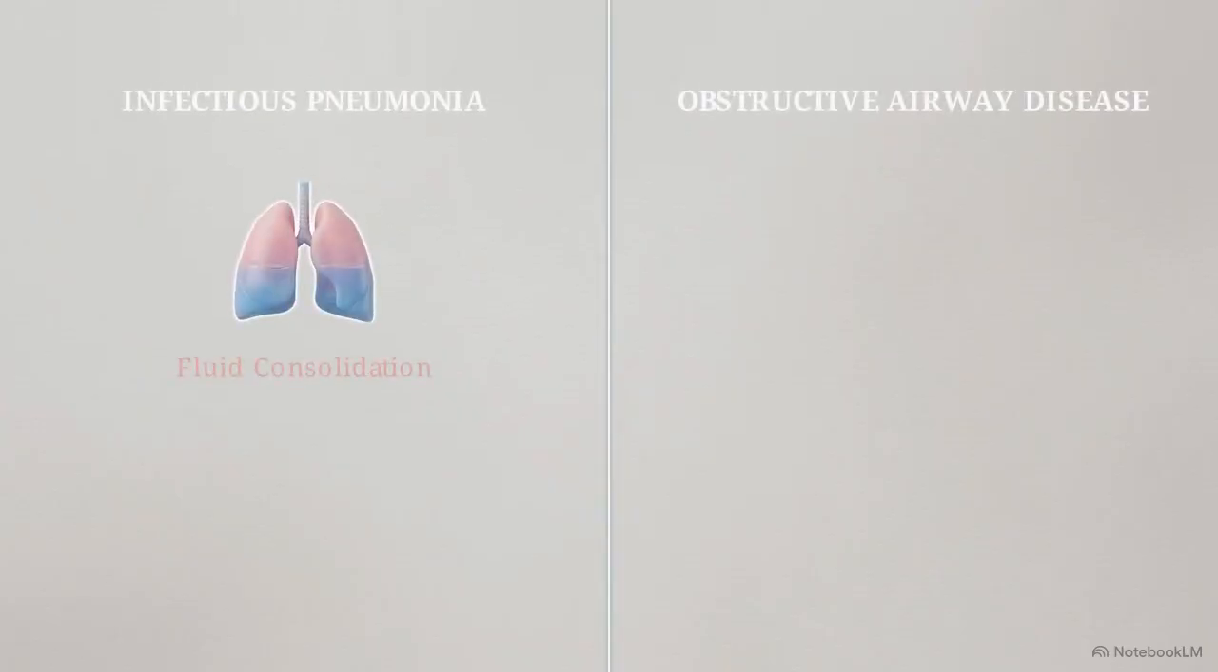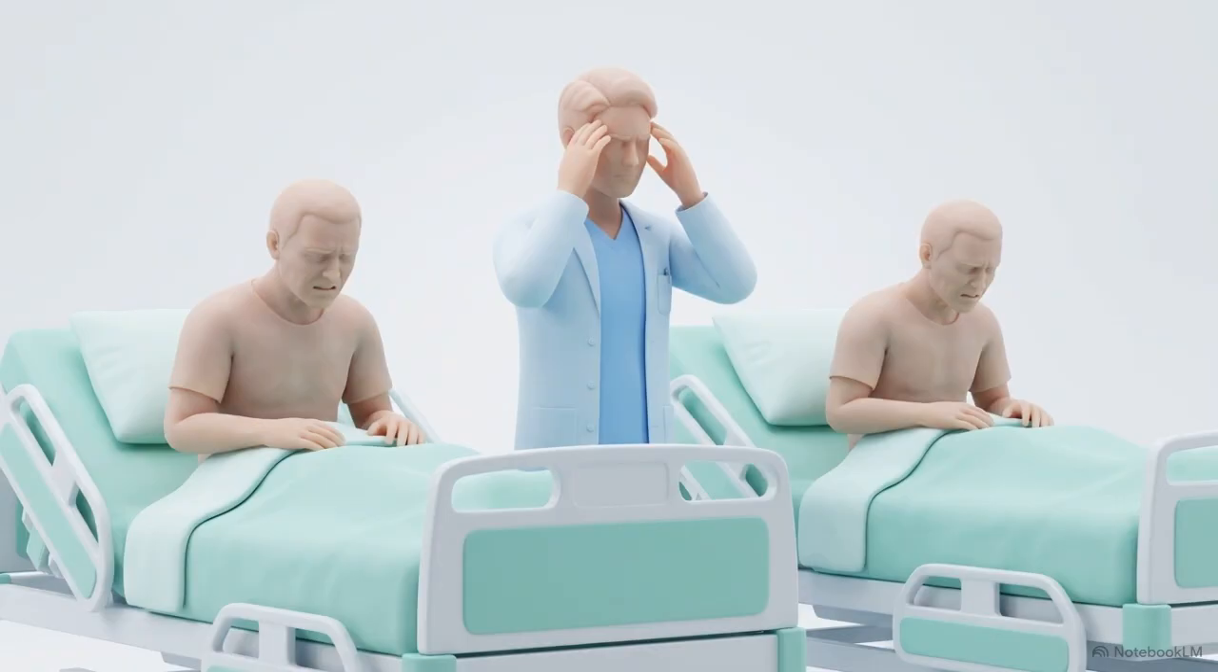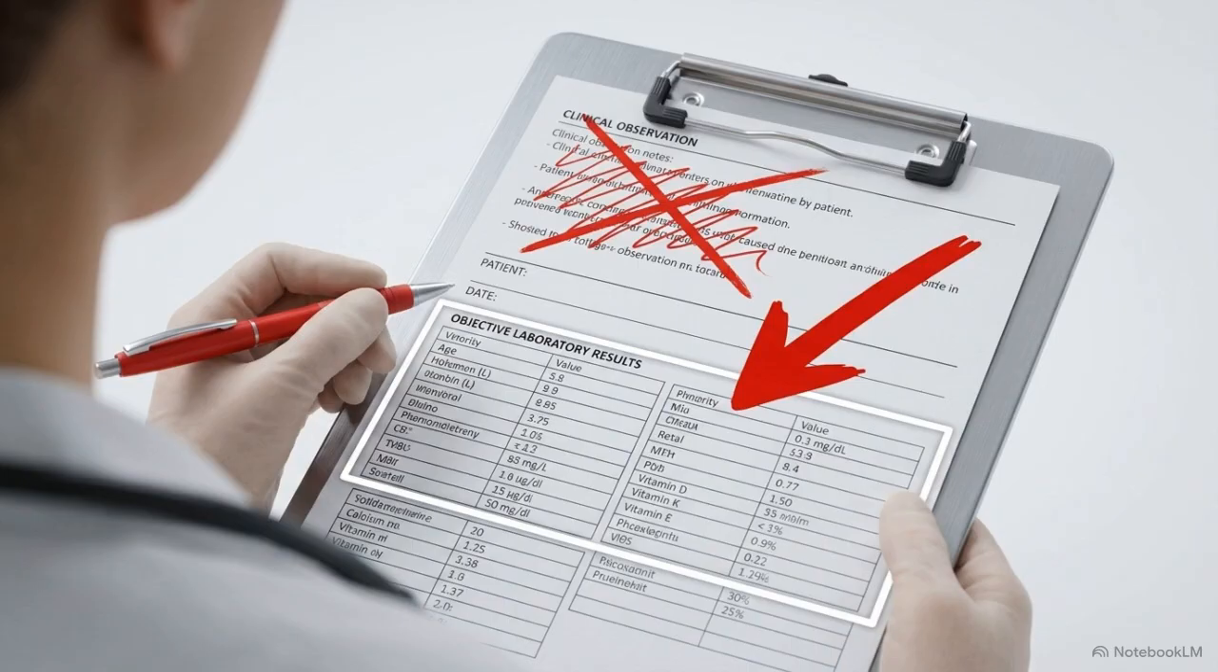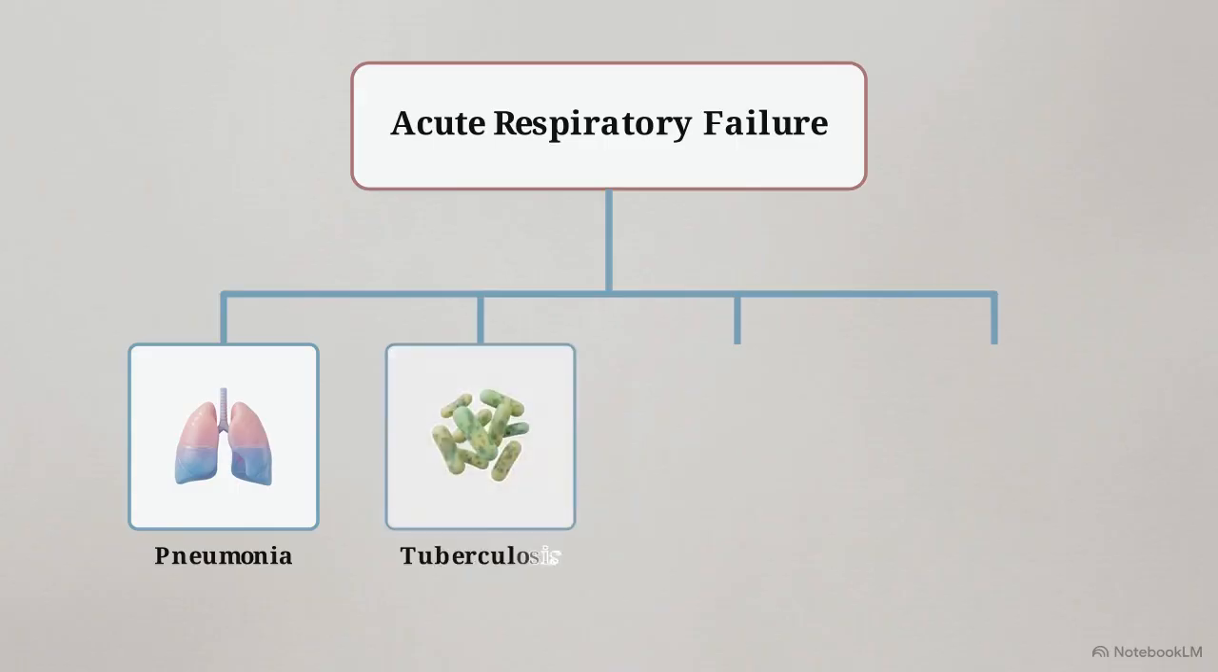The fluid consolidation of infectious pneumonia requires a different physiologic intervention than the smooth muscle constriction of an obstructive airway disease. Attempting to triage acute pulmonary failure by how a patient looks is a common error that leads to delayed intubations and misdiagnoses. To correctly manage these patients, clinicians must override their visual assessment and rely strictly on 4 objective frameworks, standardizing the approach to pneumonia, tuberculosis, asthma, and COPD.